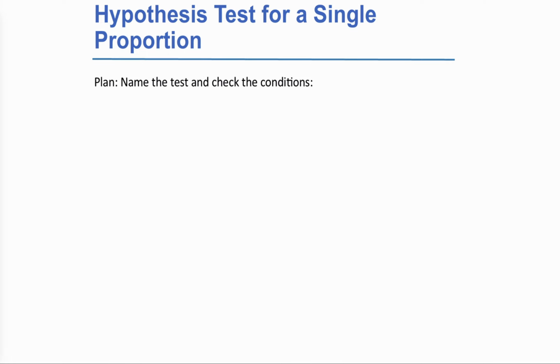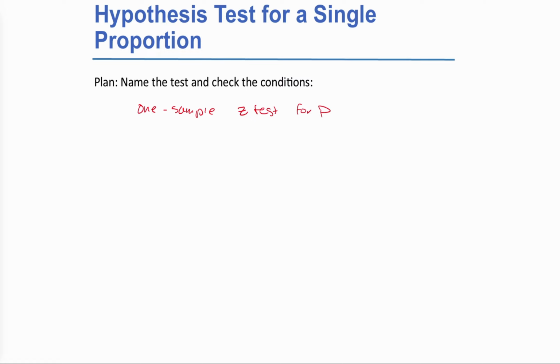Next step is to name the test and check the conditions. So this is a one sample Z test for p. Just like with our confidence intervals, where it was a one sample Z interval, now it's a one sample Z test because it's a hypothesis test and not a confidence interval.